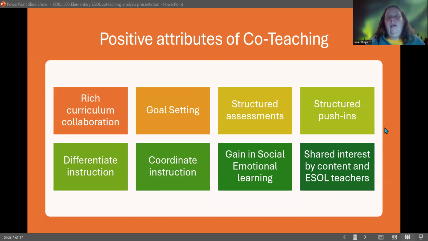And ultimately, it's not just that the ELL students have a better experience, but all the students in the class, because now you have two certificated teachers in the classroom who can help support all the students in one way or another, depending on the model that's being used.